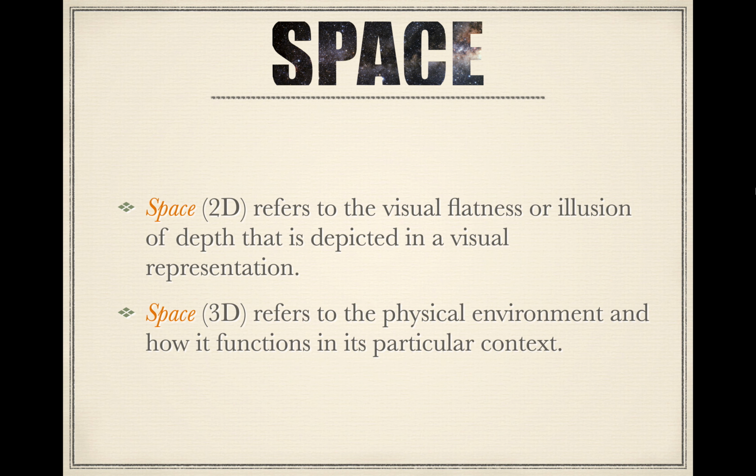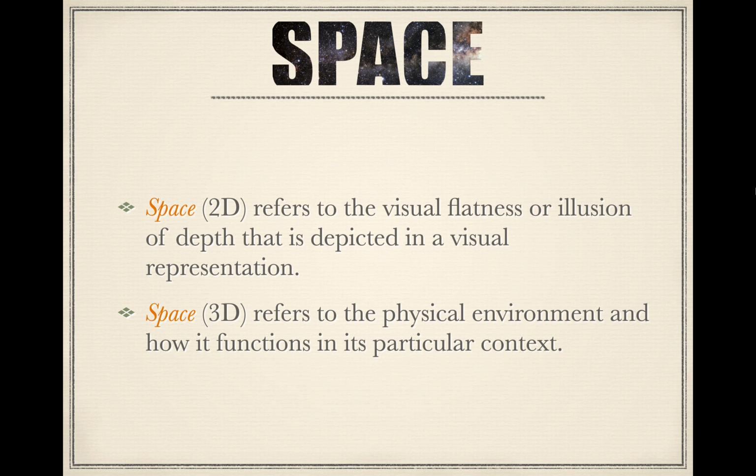Now, space refers to the visual flatness or the illusion of depth that's depicted in visual representation. That's in two-dimensional space. Three-dimensional space refers to the actual physical environment and how it functions in a particular context.